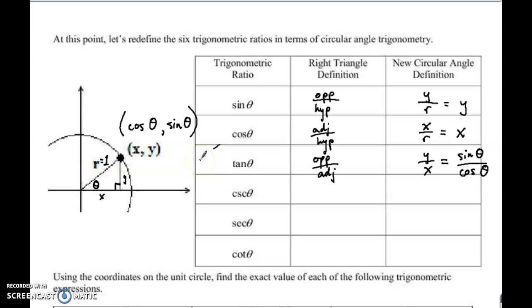So remember our old definition of cosecant would have been 1 over sine, or you could write it as hypotenuse over opposite, but what we're trying to get at is it's 1 over y. Same thing with secant, it would be 1 over cosine, and then cotangent is going to be x over y, or you can think of that as cosine over sine.